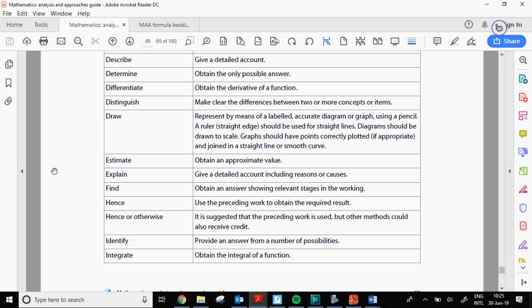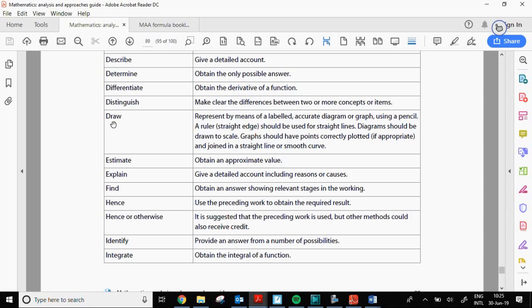Next would be draw. Labeled, accurate diagram using a pencil. In our class, I won't enforce that rule, but on the real IB exam, you must use a pencil for these. We're going to use a straight edge of some kind. Things are going to be drawn to scale. We're going to have graph paper for this. If it says draw, it needs to be accurate.